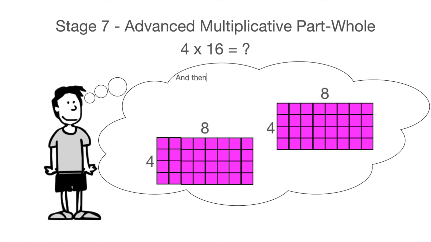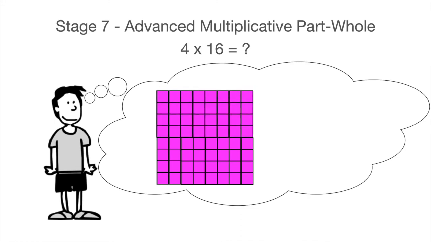The student then moves one of these smaller arrays on top of the other and creates an 8 by 8 array. And 8 times 8 is 64.